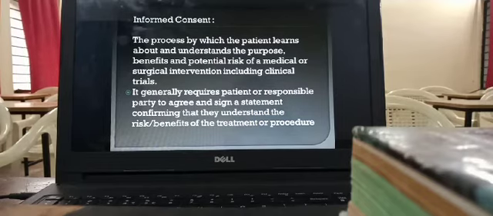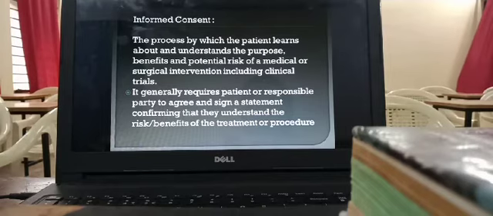So informed consent, the word itself says clearly that it is informed consent, which means that the patient should be clearly informed about their illness, their diagnosis, their treatment plans, and about the cost, how much it would take for the treatment, and what would be the prognosis in the end, and what would be the complications of the treatment, and so on.